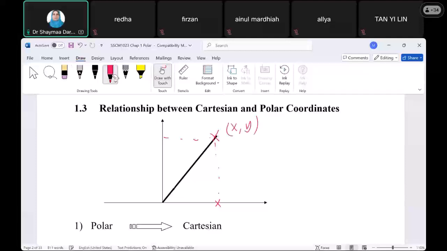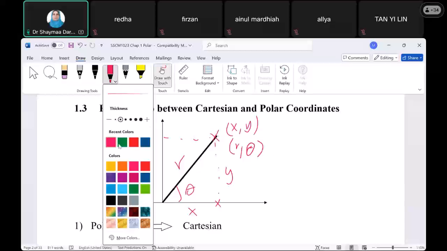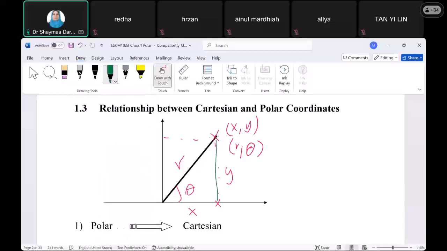Now I need to know what is the relation between x and y with r and theta. This is r. This is theta. So what is the relation between the Cartesian coordinates x and y and the polar r and theta? If we consider this length is y, this one is theta. I mean, this one is y. This one is x. What is the relation between r, x, and y?